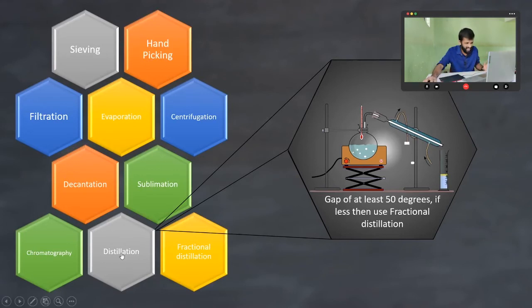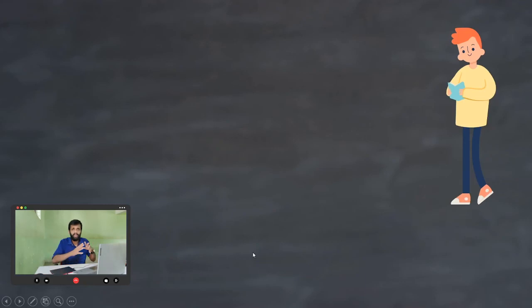So that's it about the different kinds of physical methods of separation. I'm hoping that you have understood all this. I've gone through it in the simplest way possible. Please read your textbook to understand each and every part more carefully.